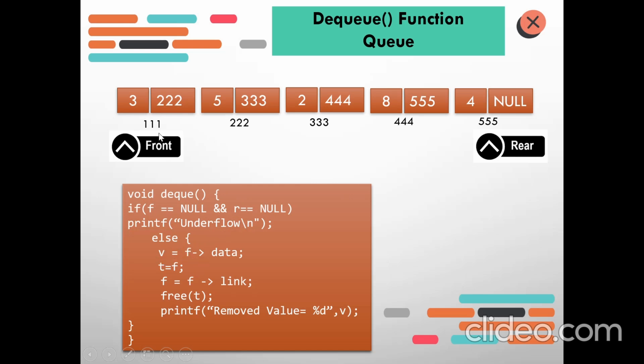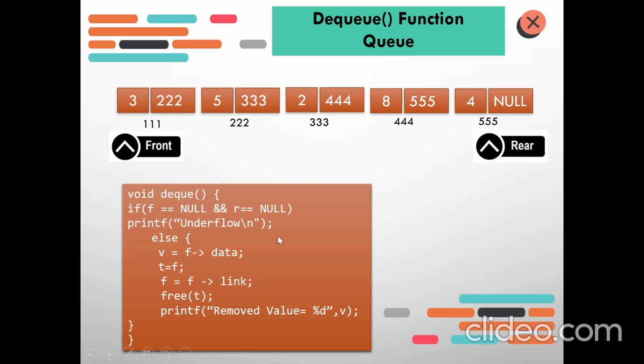So in the else part would be what? Storing what is f? F is 1 1 1. What is 1 1 1's data part? 3. So 3 would be stored in v, a temporary variable, of course. Then you are assigning the front, that means 1 1 1, to t, again a temporary variable. Then we are advancing the front pointer to the front's link. What is front's link? 2 2 2. So now f would point to 2 2 2. So for the remainder of the operations, we would have the front pointing to 2 2 2.